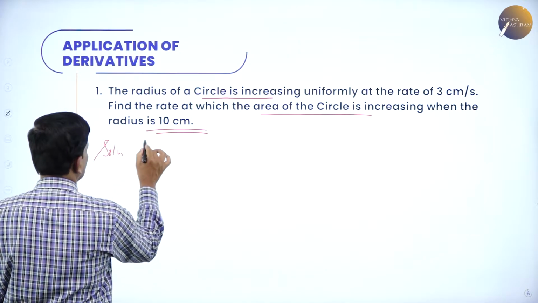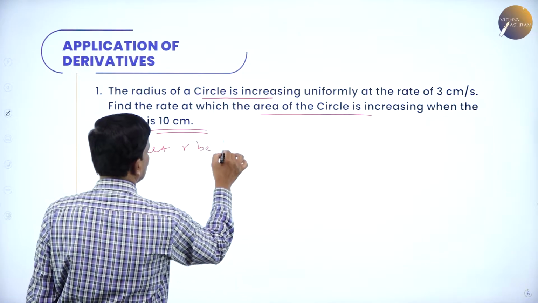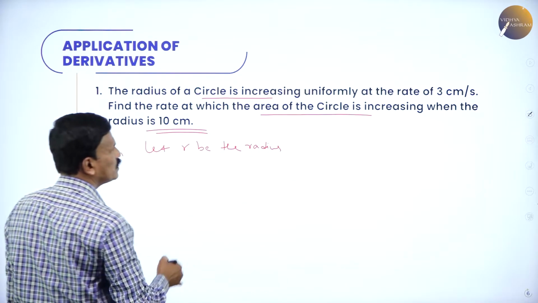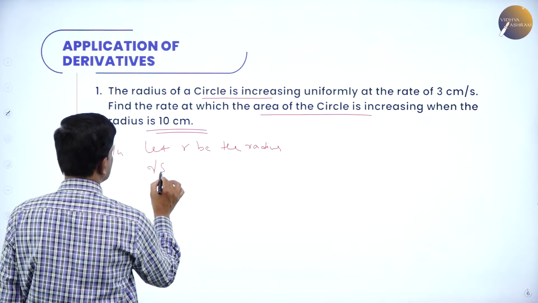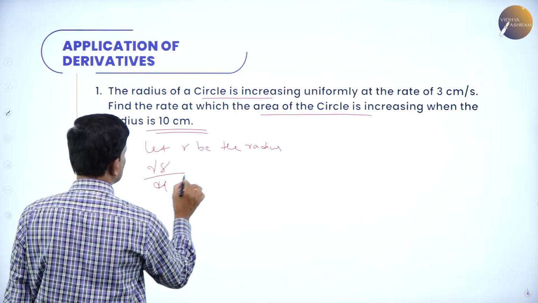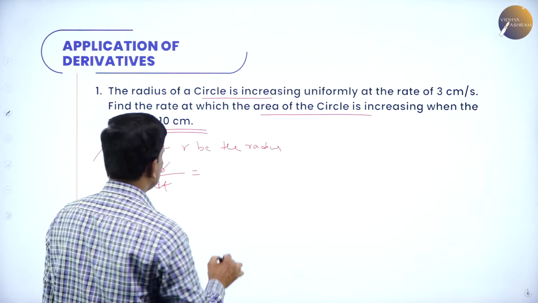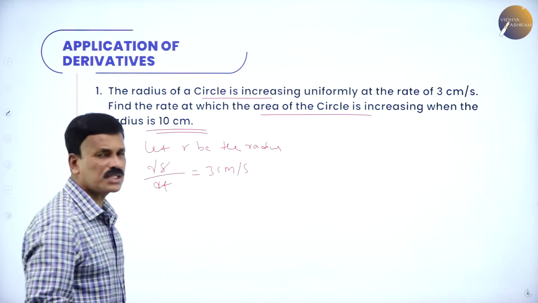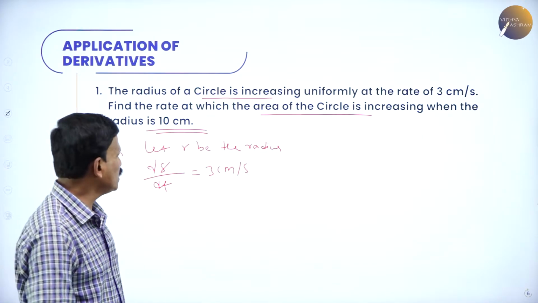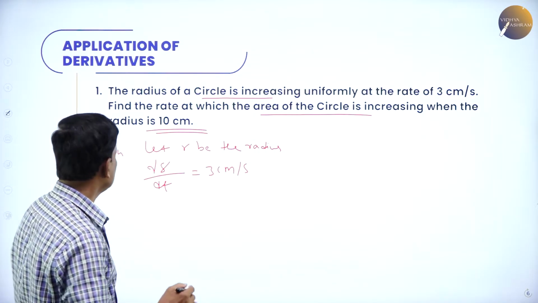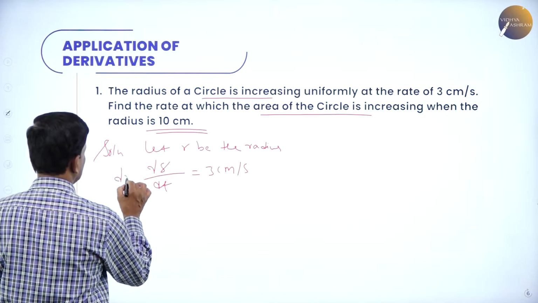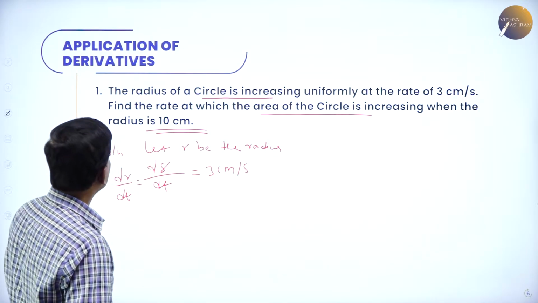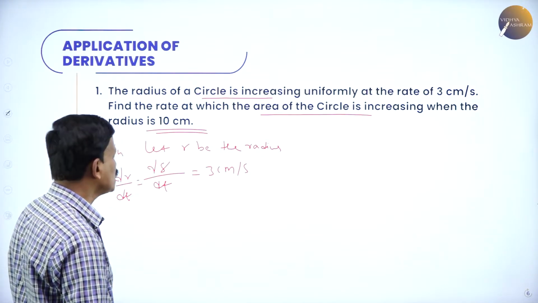Solution: let r be the radius of the circle. Then what is given? The radius is increasing, dr by dt is equal to 3 centimeters per second. Suppose let r is the radius of the circle, then given dr by dt is equal to 3 centimeters per second. Find the rate at which the area of a circle is increasing.